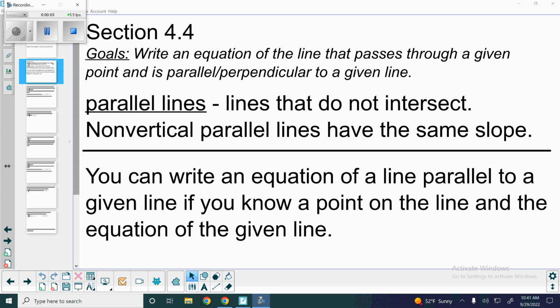Today we're going to be talking about section 4.4, and we're going to be talking about parallel and perpendicular lines. So parallel lines, obviously we should know what that is, but just in case, those are lines that do not intersect.